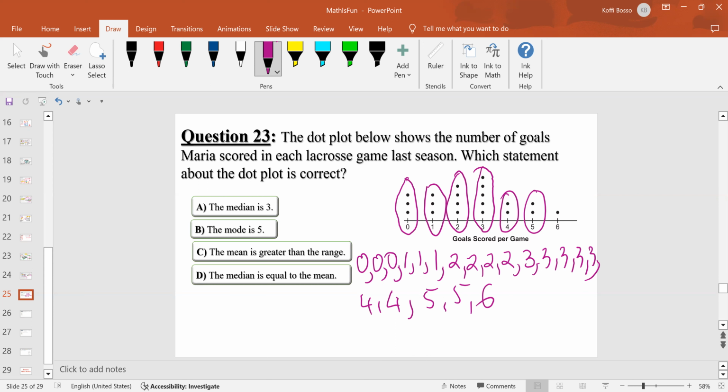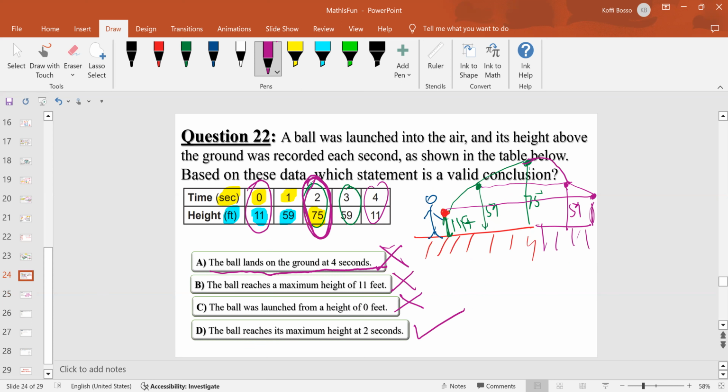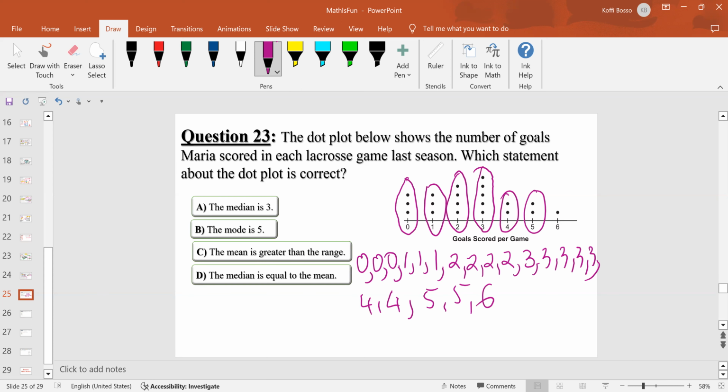Now, let's see the answers one by one. So here, the first one, they say the median is 3. Let's check something quick. Is it correct? Let's check.